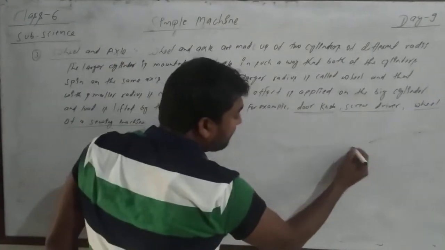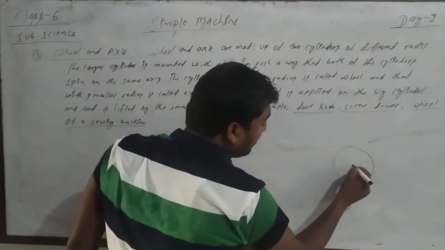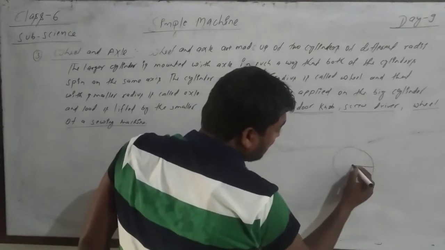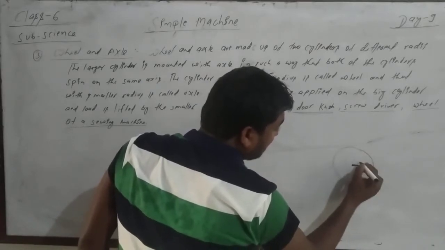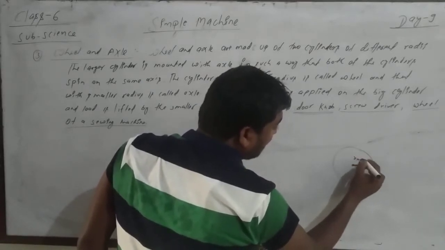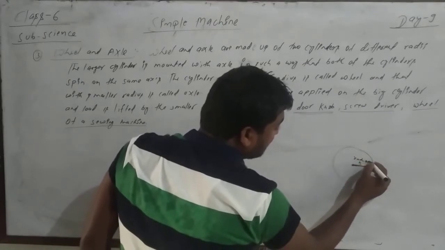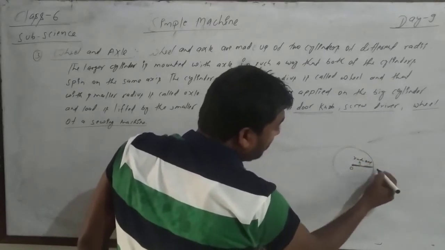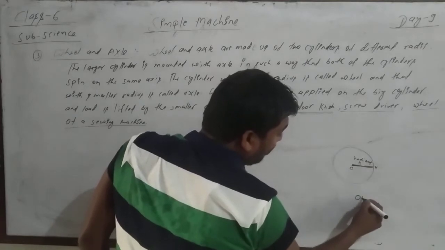Radii means, you know, mathematics you studied, no? Yes. This is radius. This one is radius. This is O. Okay, this is X. OX is radius.